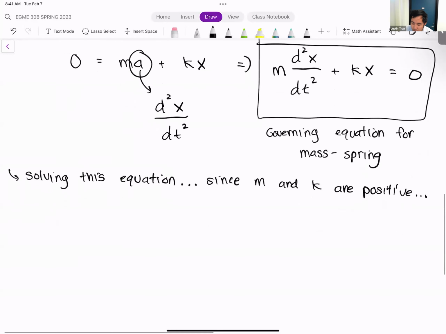And so let's do the same thing we did last week. Let's go ahead and form the characteristic equation. So the characteristic equation here is m lambda squared plus k equals 0.